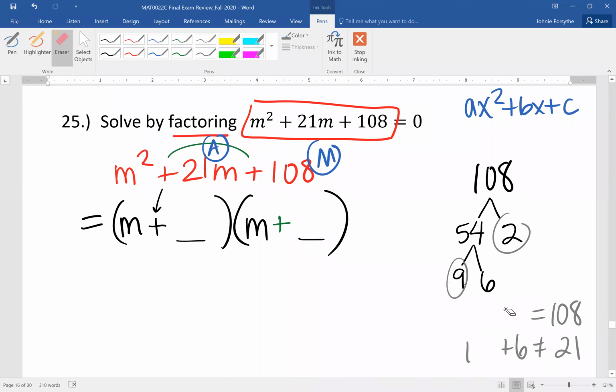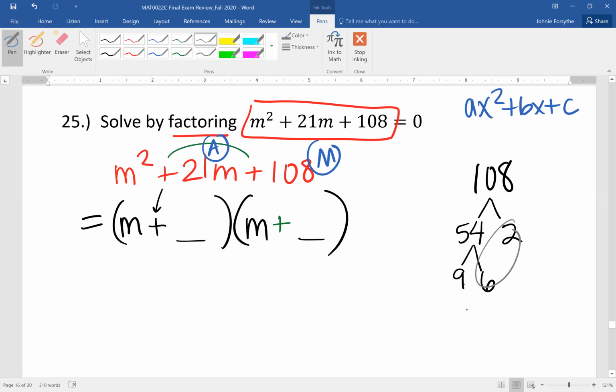So that's not going to help me. Let me try something else. Again, I'm just showing you how you can come up with those numbers. Sometimes it's hard to come up with. Let me try a different combination. What about 12 times 9? So 12 times 9 equals 108. What about 12 plus 9? That does equal 21. So you see how I use this factor tree to help me come up with those numbers that I need.